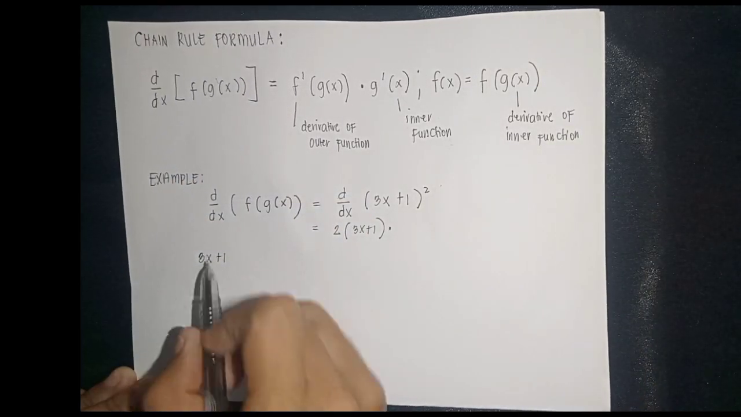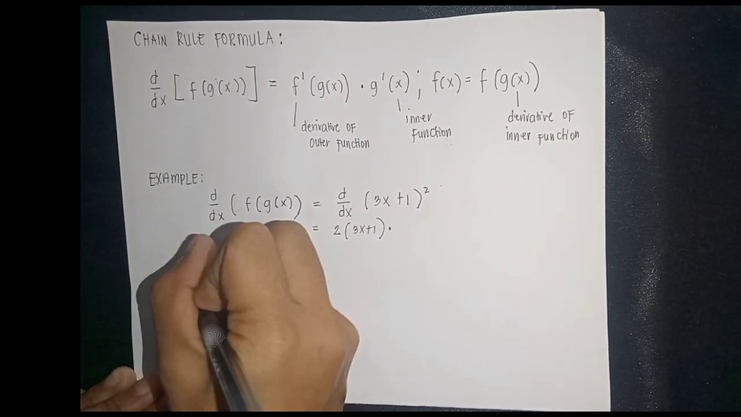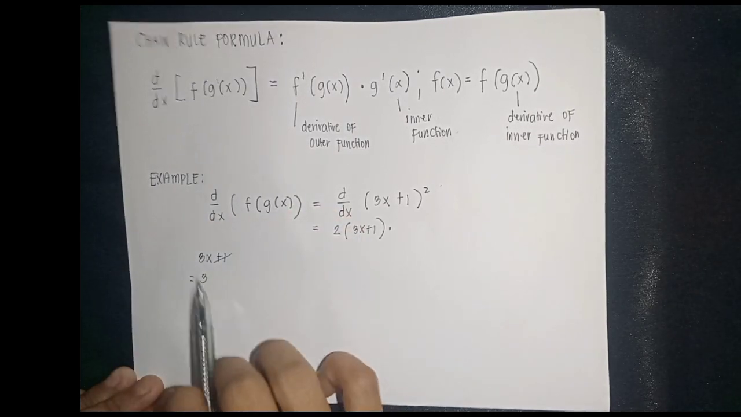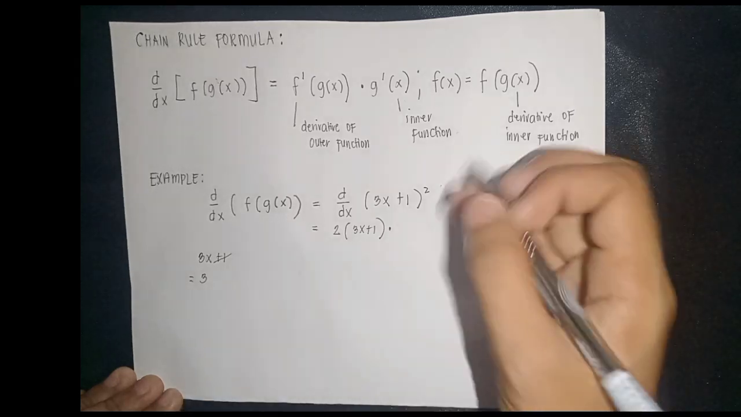By differentiating 3x plus 1, the 1 cancels out because we know that the derivative of a constant is equal to 0.